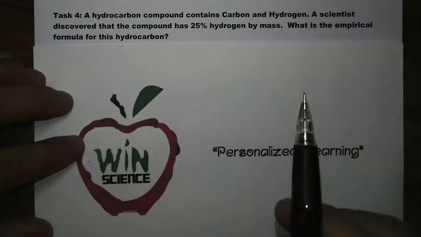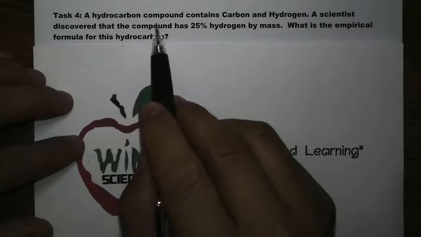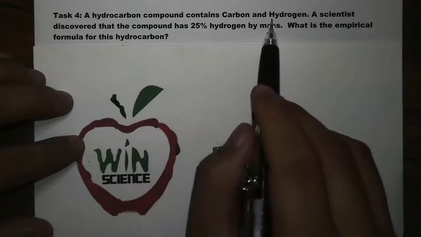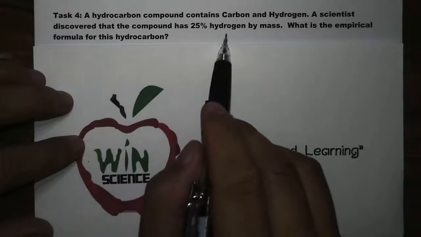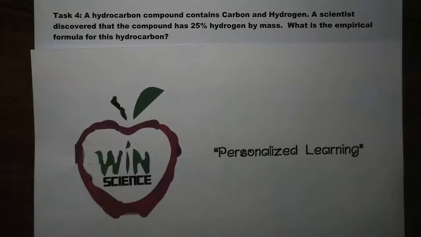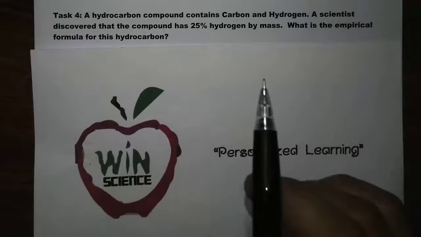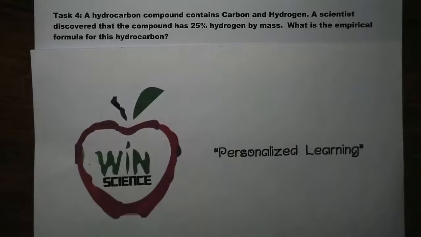Let's try another challenging problem. A hydrocarbon compound contains carbon and hydrogen. A scientist discovered that the compound has 25% hydrogen by mass. What is the empirical formula for this hydrocarbon? And if we look at this problem, notice how we are only given the percentage for hydrogen. What about carbon? But let's go back and think about a math skill.